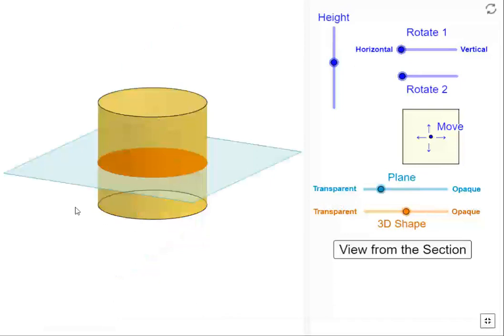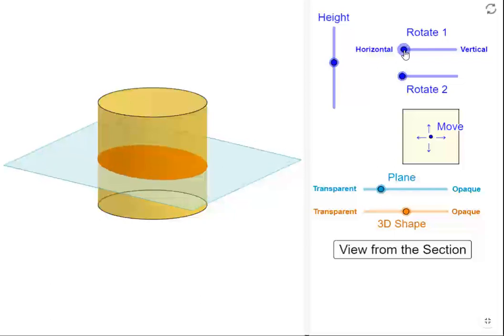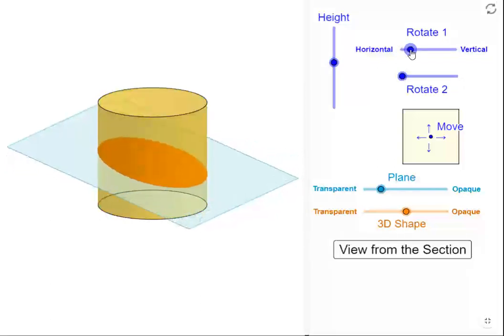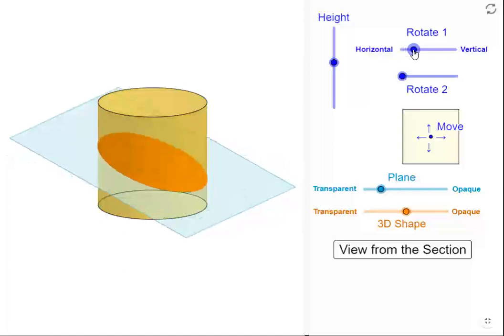I have a cylinder and a plane. When my plane is parallel to the base, as you can see here, it forms this red cross section, which is a circle, exactly like the base and like the lid. Okay, now if I move my horizontal plane and make it with a certain angle, cutting the cylinder, it will form an ellipse. As you can see, this red cross section is an ellipse now.